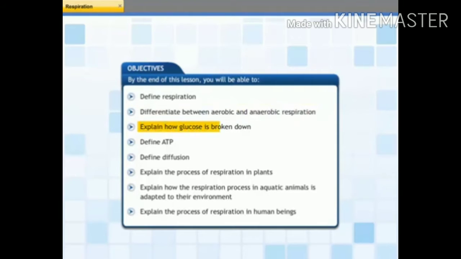explain how glucose is broken down, define ATP, define diffusion, explain the process of respiration in plants, explain how the respiration process in aquatic animals is adapted to their environment, and explain the process of respiration in human beings.